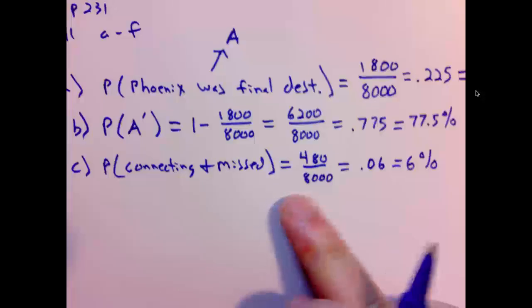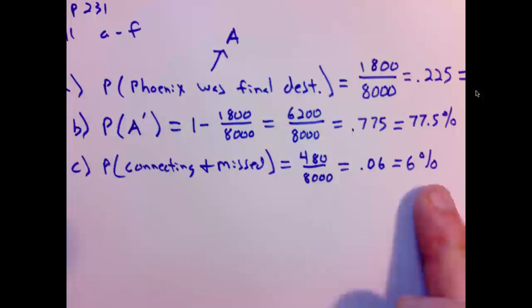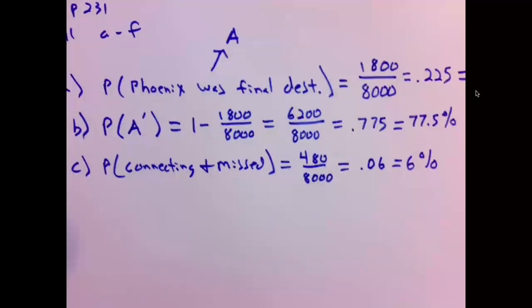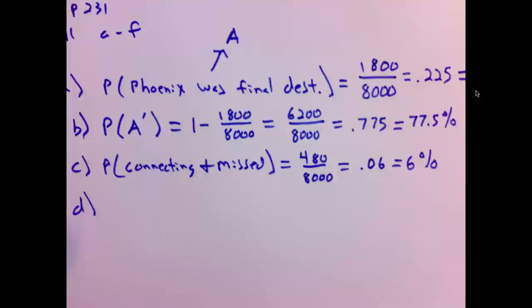Now, you would not need to express the answer in all three manners. I'm simply showing that they can be expressed this way. Any of these would be acceptable. D. Find the probability the selected passenger was a connecting passenger and did not miss the connecting flight.